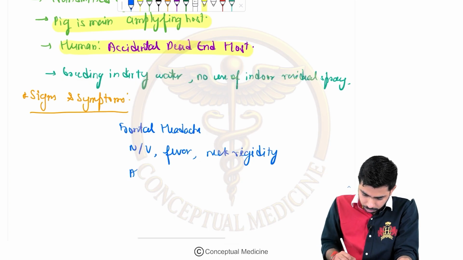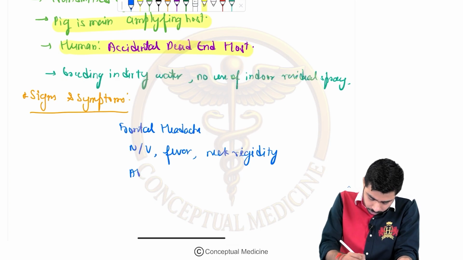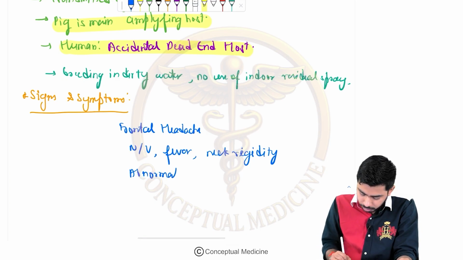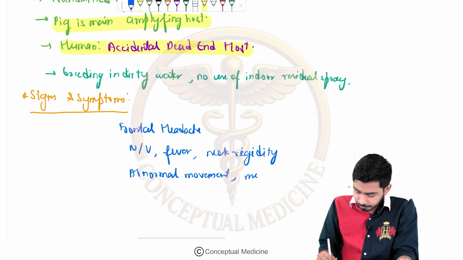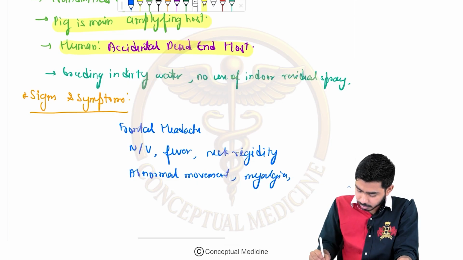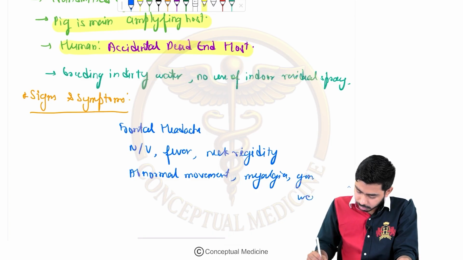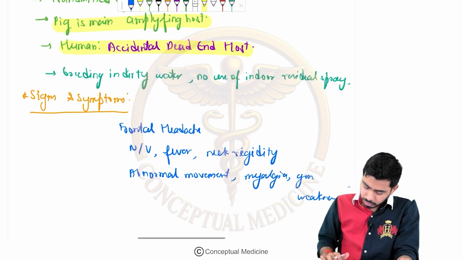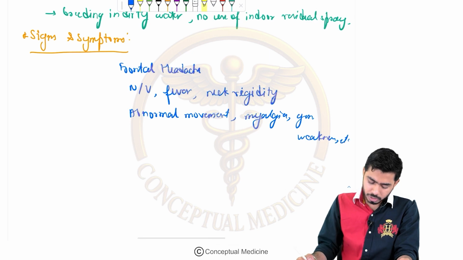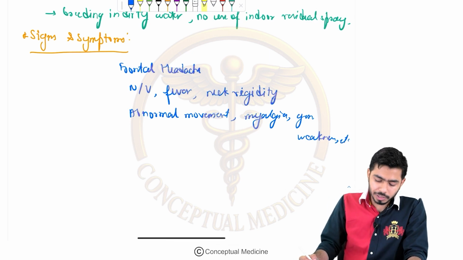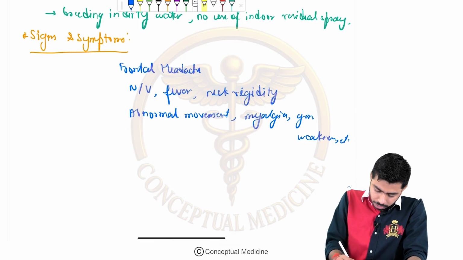In some patients there could be abnormal movements as well, right? There could be myalgia, right? There could be generalized weakness and all of these symptoms, right? Generalized weakness can be there. So these are some of the symptoms, guys, which we should remember for Japanese encephalitis, right?